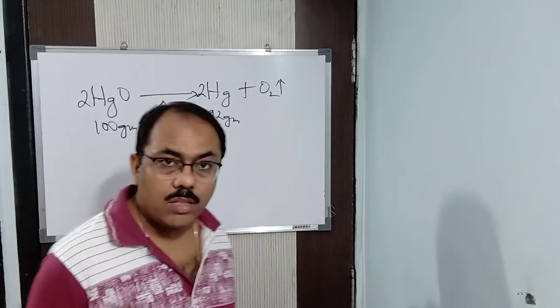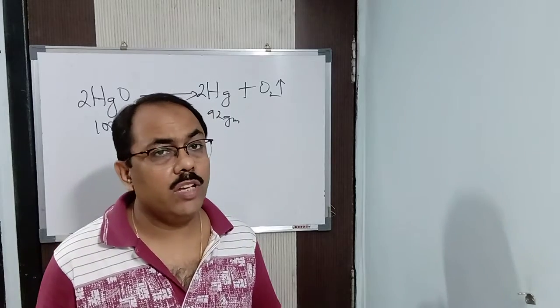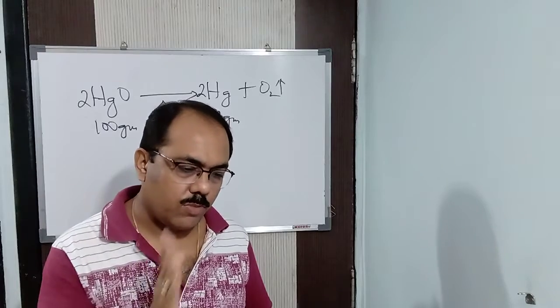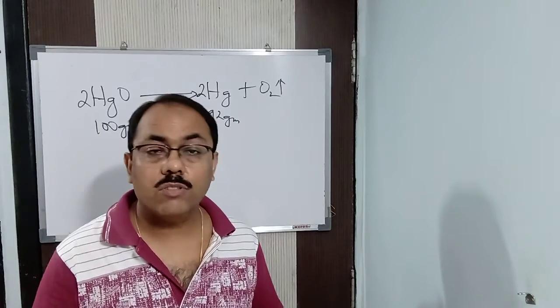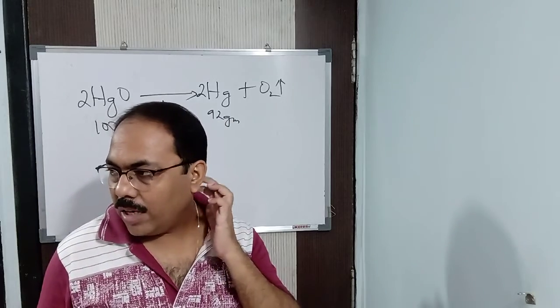That's the most important thing: there is a loss in weight. So whenever you heat a compound, there is a loss in weight, but whenever you heat an element, there is a gain in weight. That's a very important thing to distinguish between an element and a compound. It's very, very important. So what is the characteristic of a compound we came to know from this?